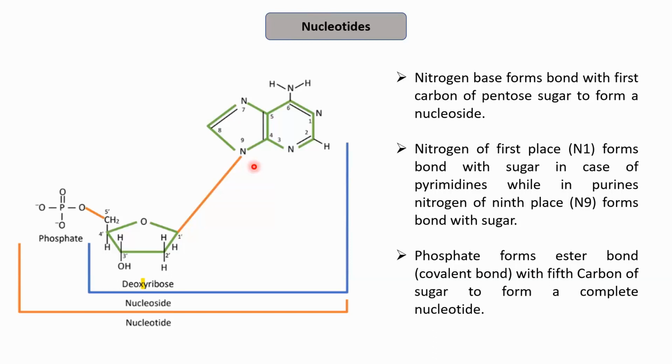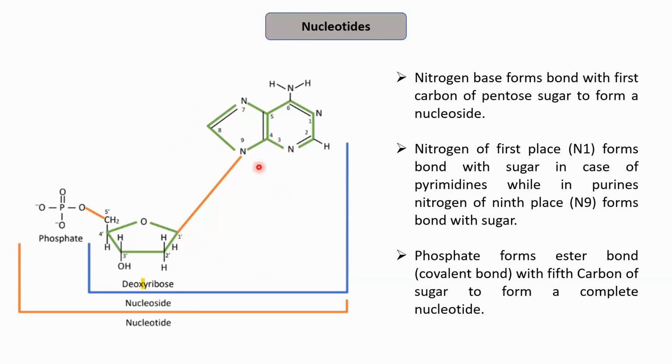They may form a bond with the first carbon of the pentose sugar. We can see that the 9th nitrogen of this purine ring is forming a bond with the first carbon of the pentose sugar, and this leads to the formation of a nucleoside, which is a combination of a pentose sugar and a nitrogenous base.